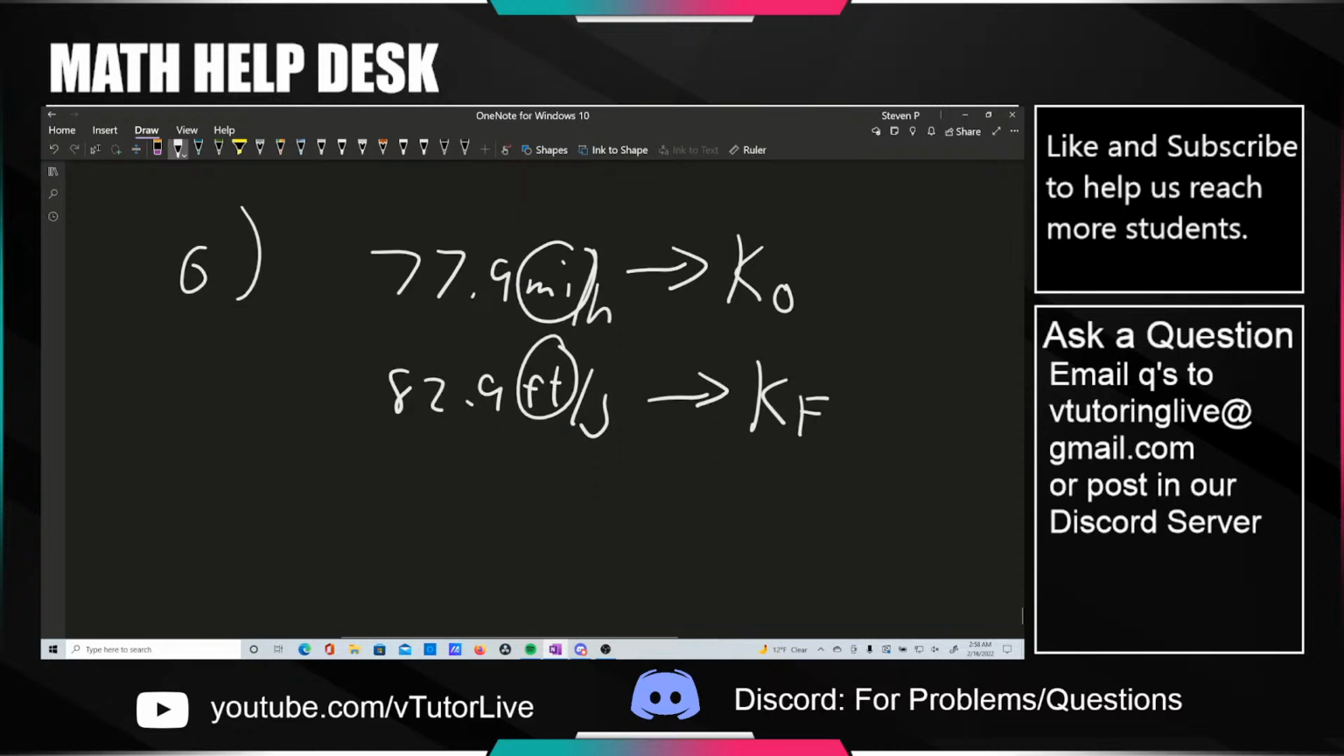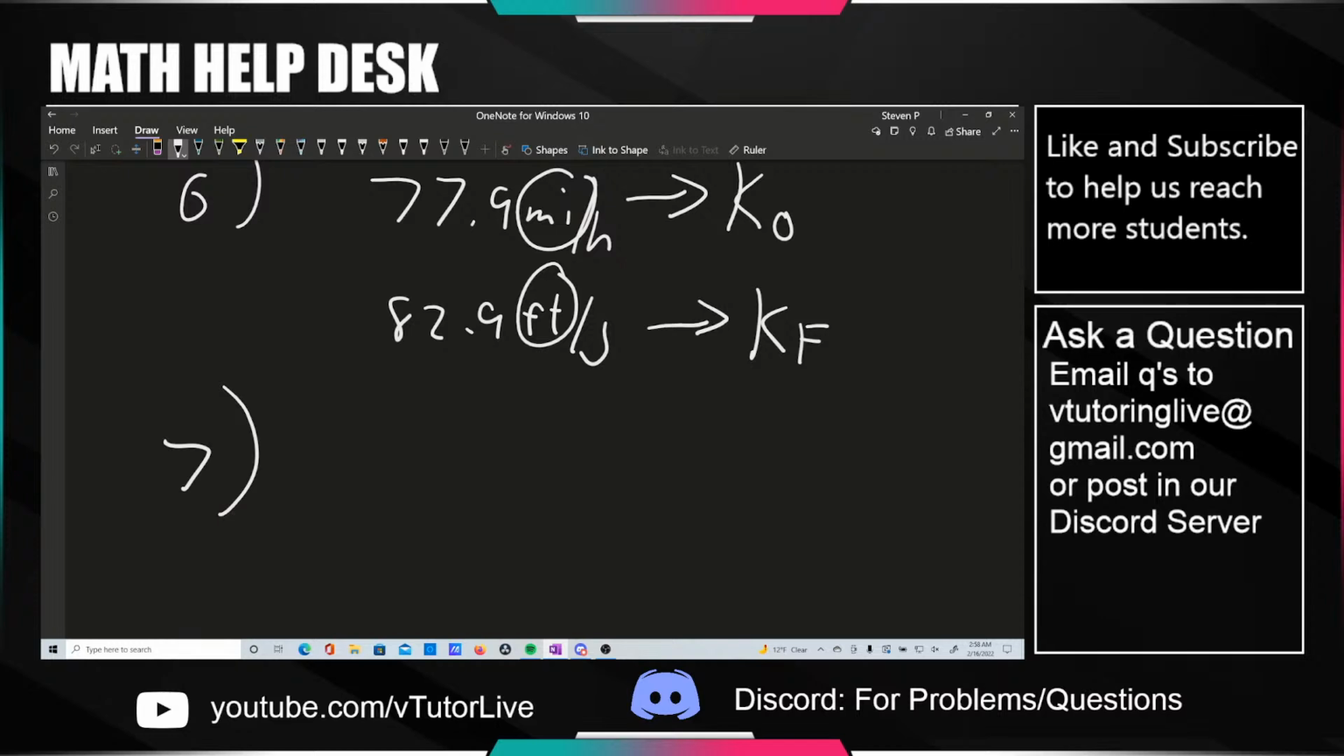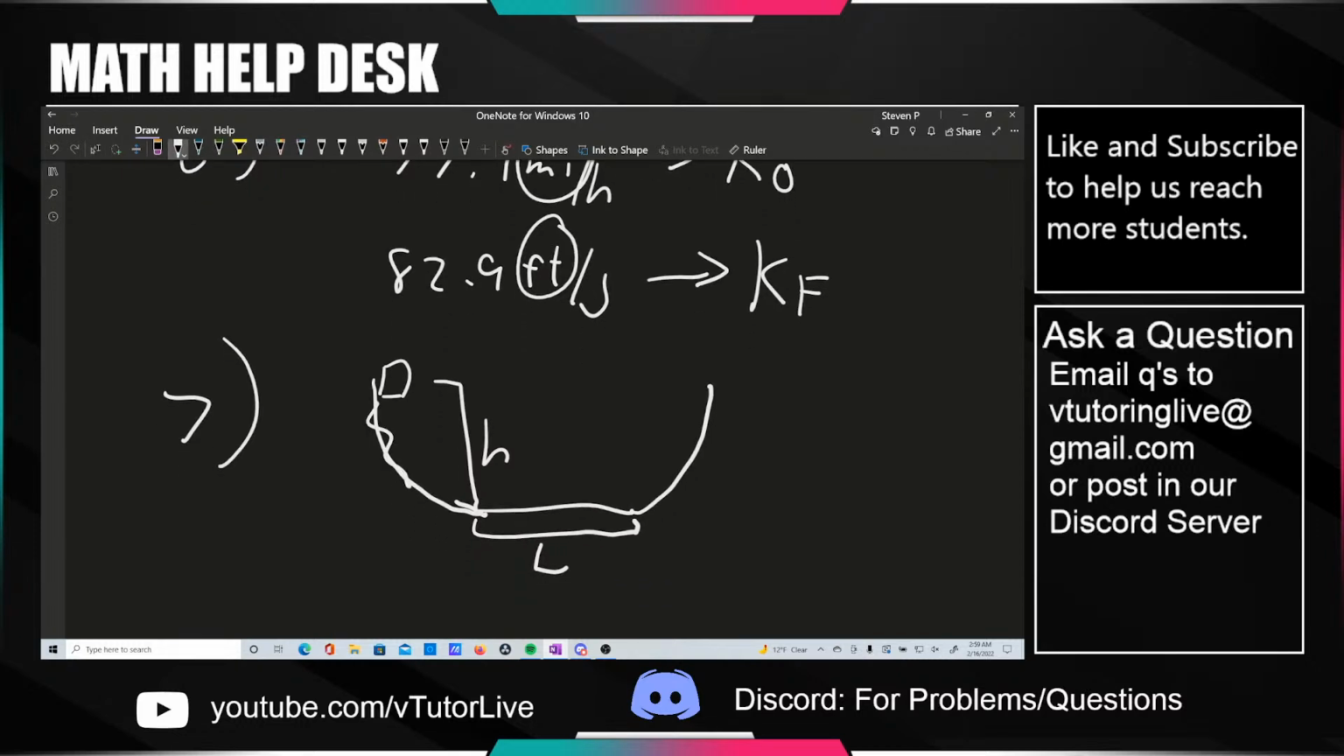All right, so for the next one, you get this little half-pipe looking thing. You get the distance L. I guess this is supposed to be flat. So this distance right here is L, and this distance right here is H, which is how high the thing initially starts. It's frictionless for this area, but then has friction over here.